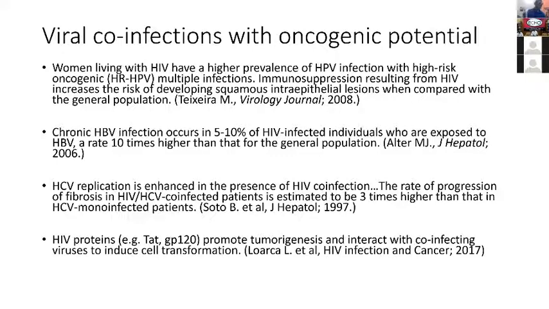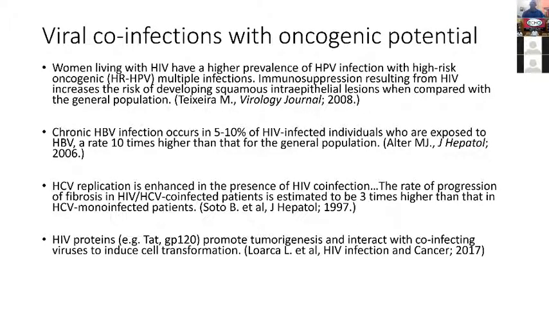So you get persistent infection with high risk. You have a greater chance of persistent infection with high-risk HPV types. Hepatitis B occurs in 5 to 10% of HIV-infected populations who are exposed to HPV, which is 10 times higher than the rate in the general population. And as well, you get reduced clearance of hepatitis B.